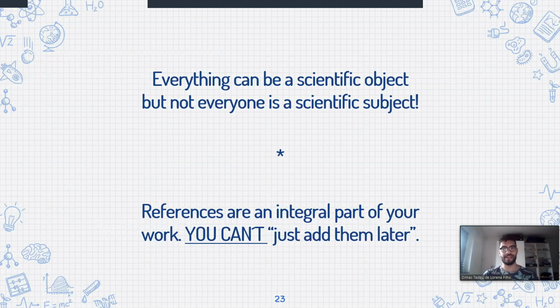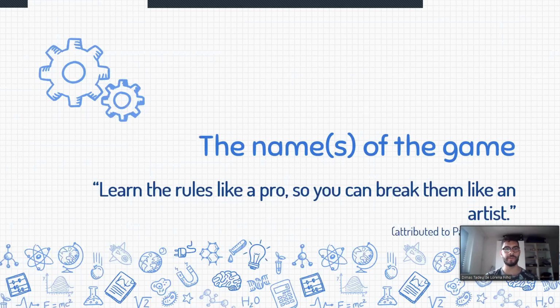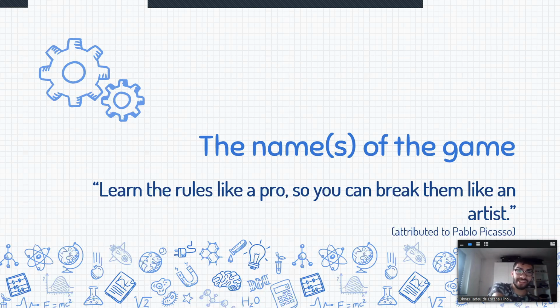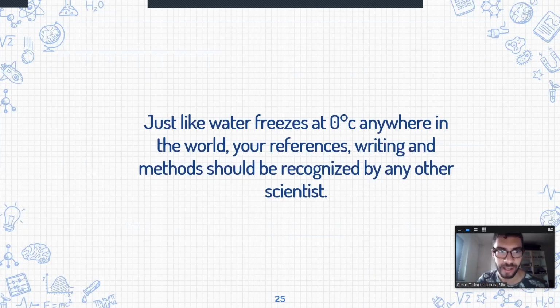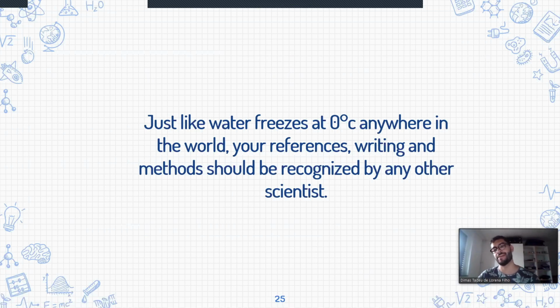And then we get to the name of the game, or the names of the games. This is a little bit what we've been talking about. So learn the rules like a pro so you can break them like an artist. This is attributed to Picasso. Just like water freezes at 0 degrees anywhere in the world, your references, writing, and methods should be recognized by any other scientist, which is what we talked about, that you should be able to do the same on Venus. Although on Venus, the water might not freeze at 0 degrees Celsius, and this has to do with the shift of paradigms we talked about. See, it's all connected.